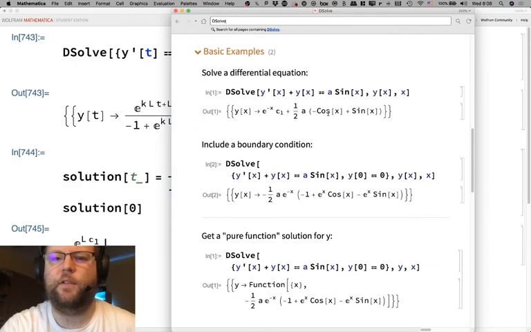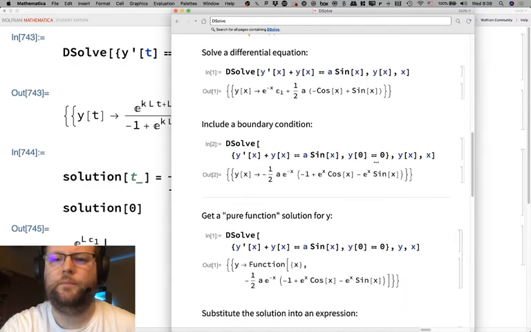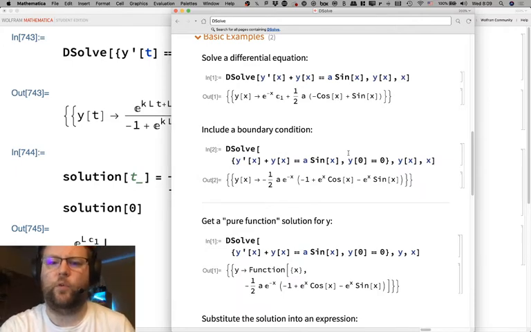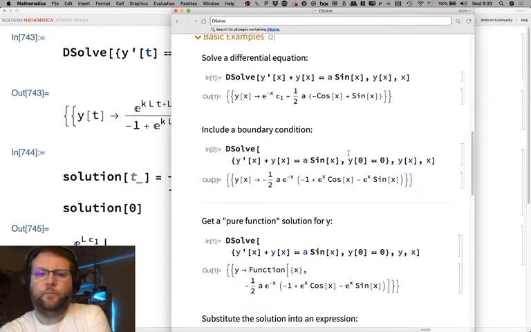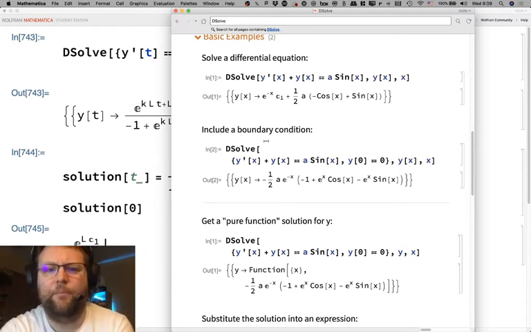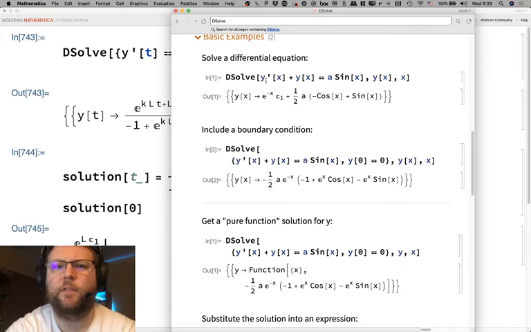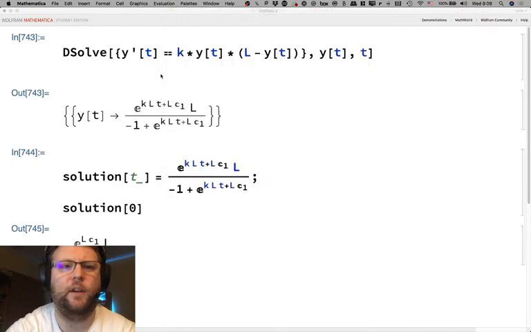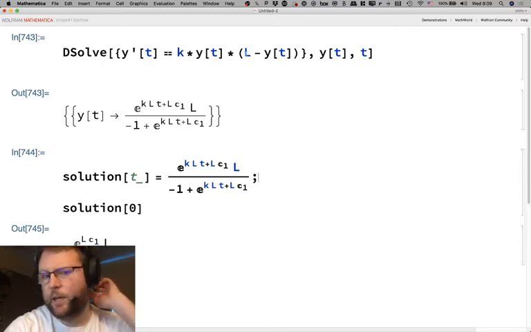And so then they give you an example here, a couple of examples for how to use it, right? So you put in the differential equation that you're interested in, what the function depends on that you're interested in, and then the variable on which it depends. And then you can have constants in there. So like we had the constants K and L. K was sort of your growth rate, L was your limit, and so on.